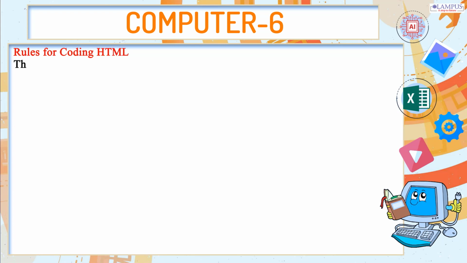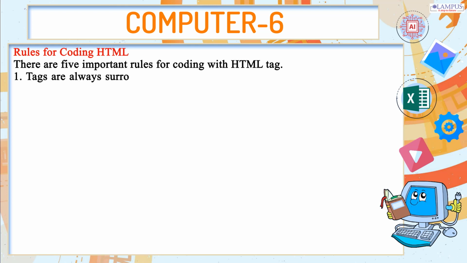Rules for coding HTML. There are 5 important rules for coding with HTML tags. 1.